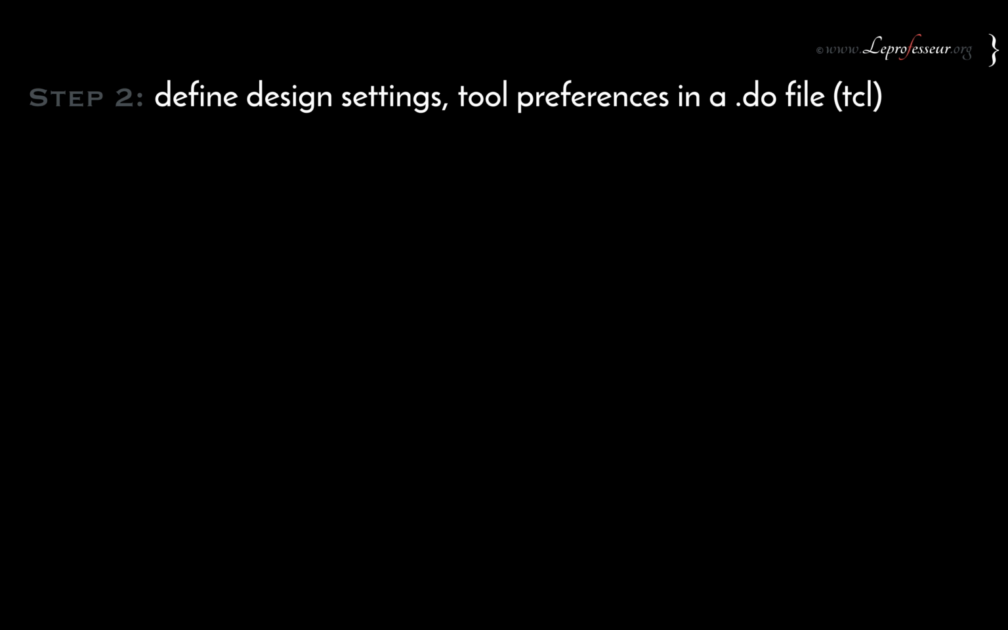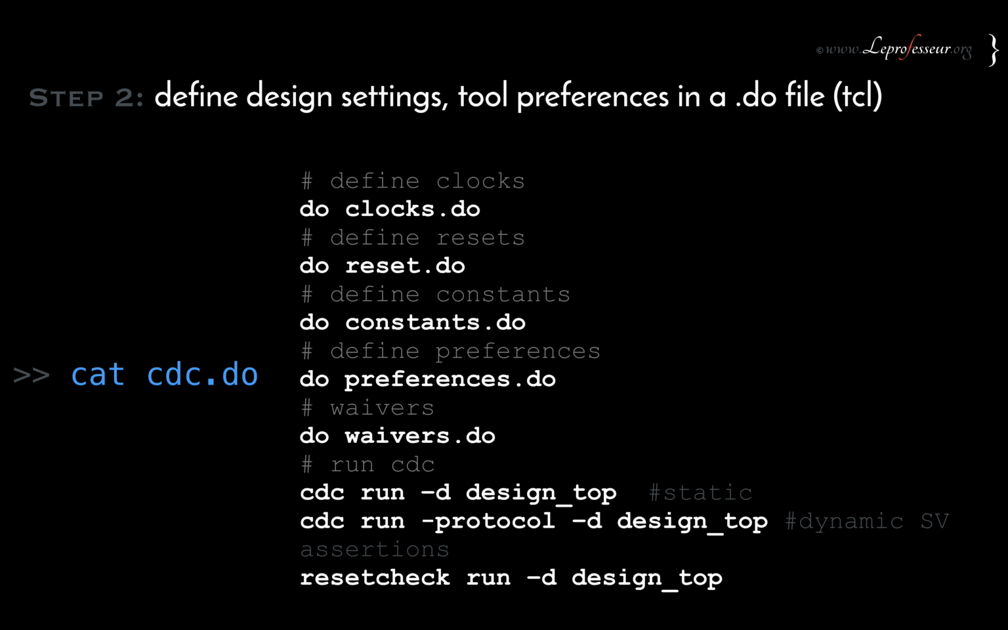Second step, you can define the design settings and tool preferences in a do file. If I look at my cdc.do file, it will look like this. I define the clocks in a separate clocks.do file, which I then call in a master cdc.do file. A simple keyword to define clocks is netlist clock, and then the clock period and whatnot. You can check this command in the tool documentation, or I may give another lecture to detail how to define the different clocks.